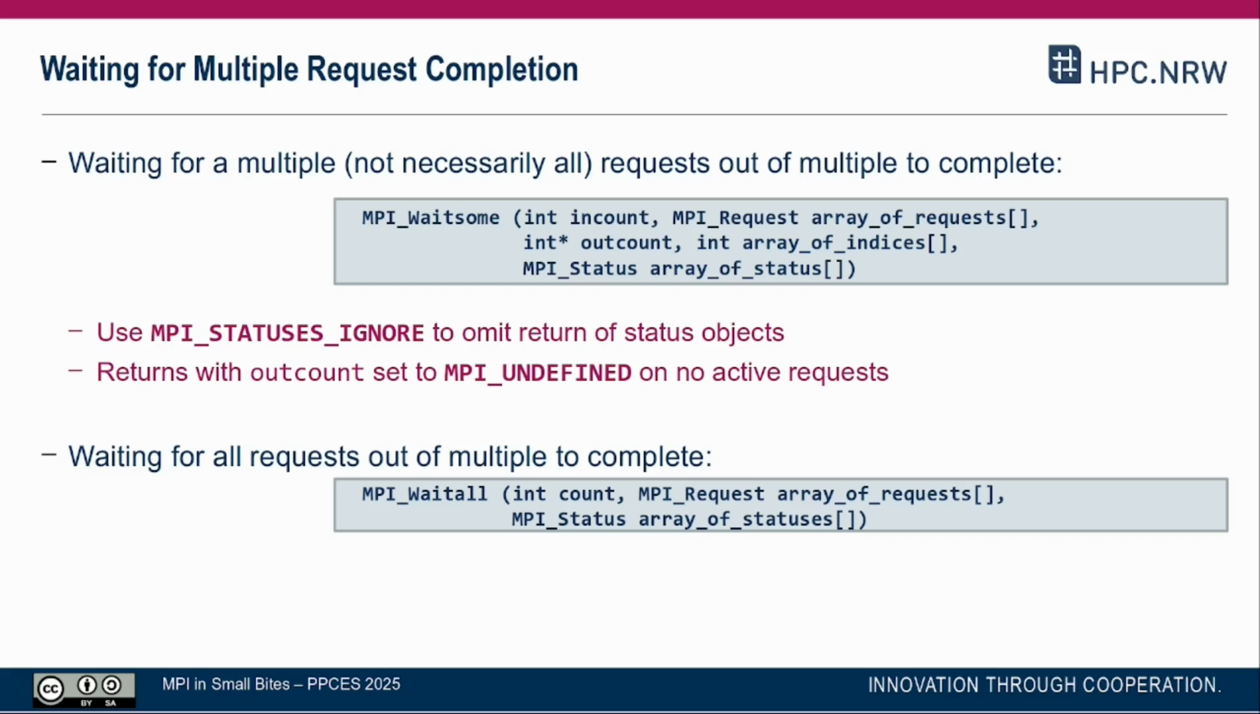So those 4 functions, I would usually say, well, this Waitsome is in there to allow for optimization on behalf of the MPI implementation.